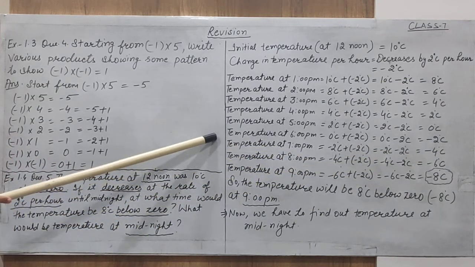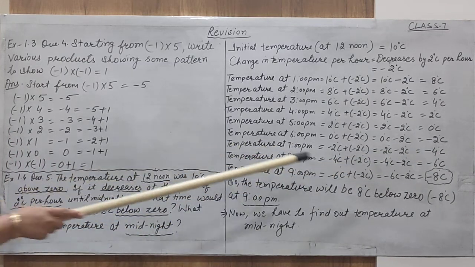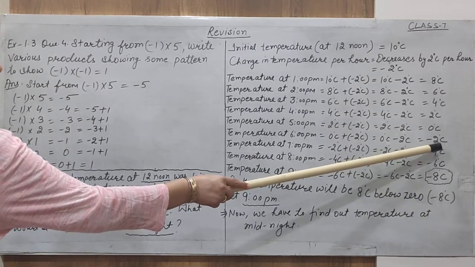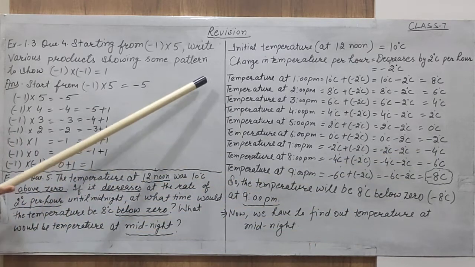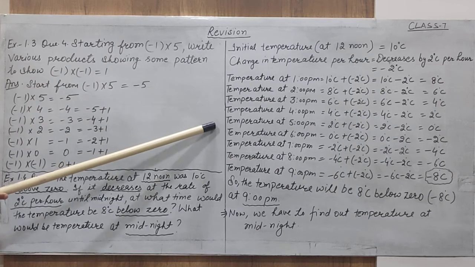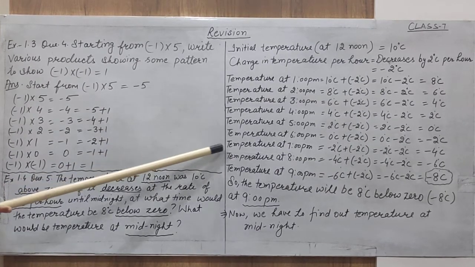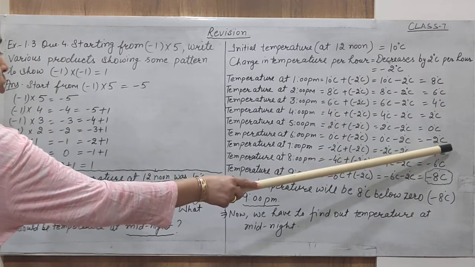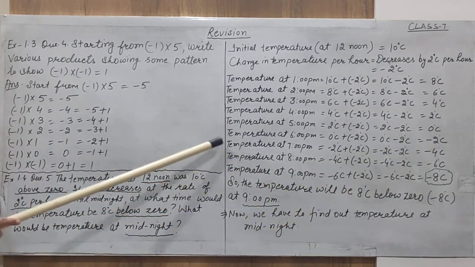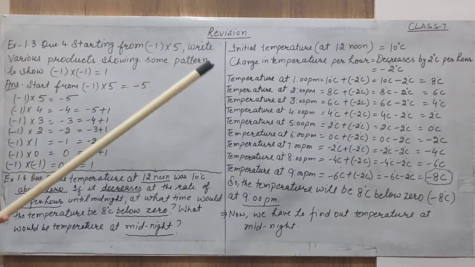So, from 6 pm, now the temperature is with a negative sign. Understand from this, up to this the temperature is positive and at 5 the temperature is 0. At 6 pm the temperature is now minus 2 degrees. Total temperature up to 6 pm, starting from 12 noon.